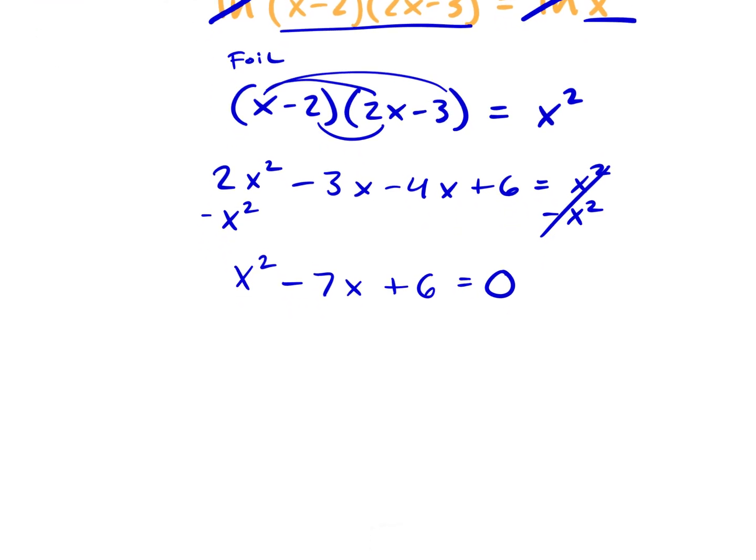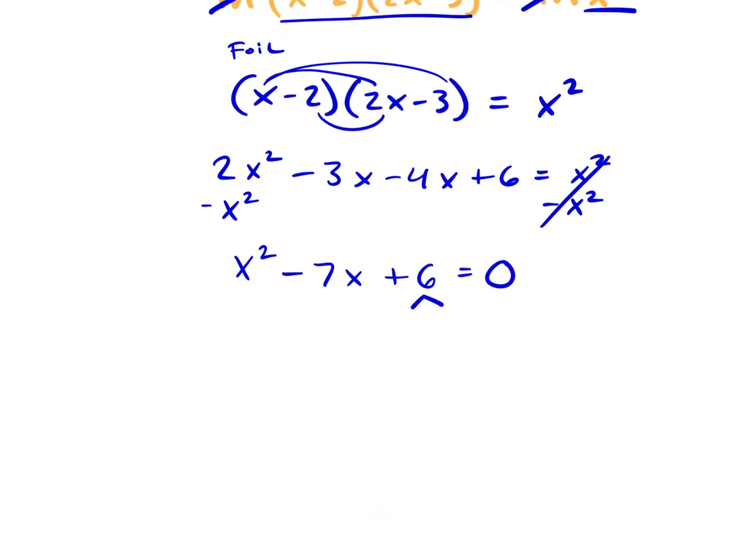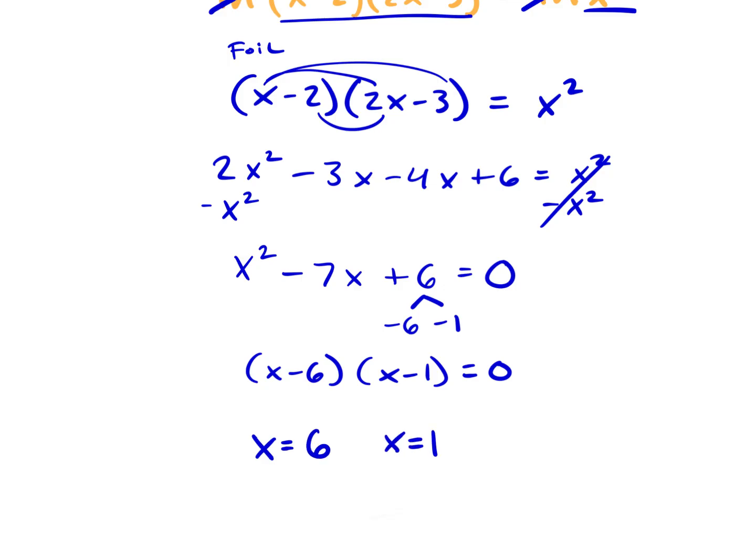And what should we do next? Factor. What are two factors of 6 that add to negative 7? Negative 6 and negative 1. Perfect. So we get x minus 6 and x minus 1 equals 0. What would x equal? Positive 6 and positive 1. Now we have to check.